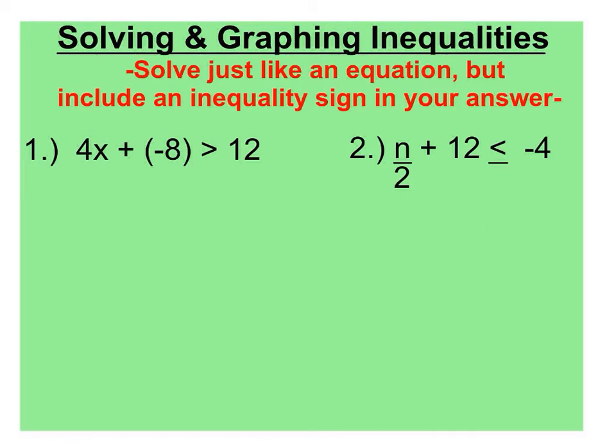So let's look at example number 1. 4x plus negative 8 is greater than 12. We need to get the constants on one side of the inequality sign, and we want the variables on one side of the inequality sign. If you look at number 1, we need to move the constant of negative 8 over to the right side. So let's add 8 to both sides.